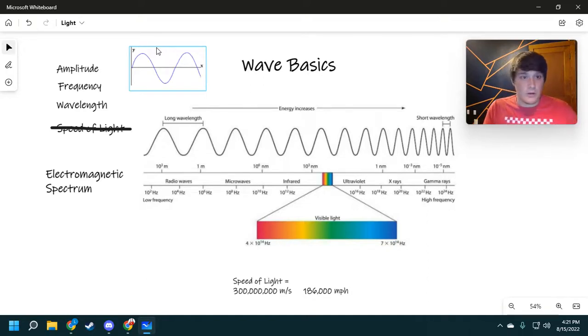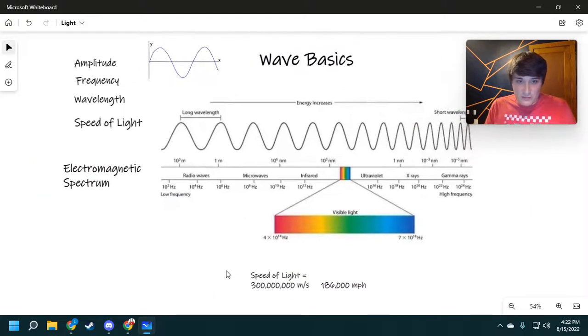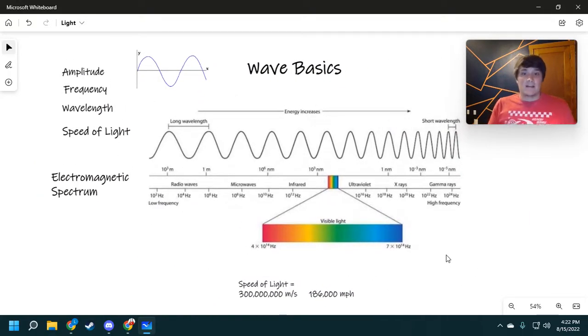But in this class, we're going to be focusing a lot more on the light waves because that's what we use in astronomy. We also talked about the speed of light. We've got a couple of numbers down here that have to do with the speed of light. Remember, light travels at 300 million meters per second or 186,000 miles per hour. Very, very fast. Which is good for us because space is very, very big. So we use the speed of light to measure how far away things are. If light travels 300 million meters per second, however far it can travel in a year is one light year. We use that to measure distances out in outer space.